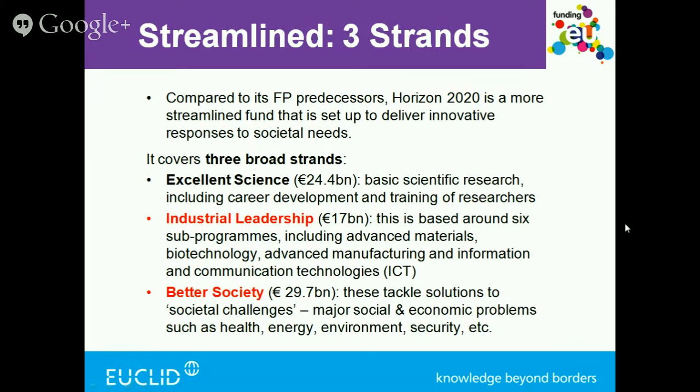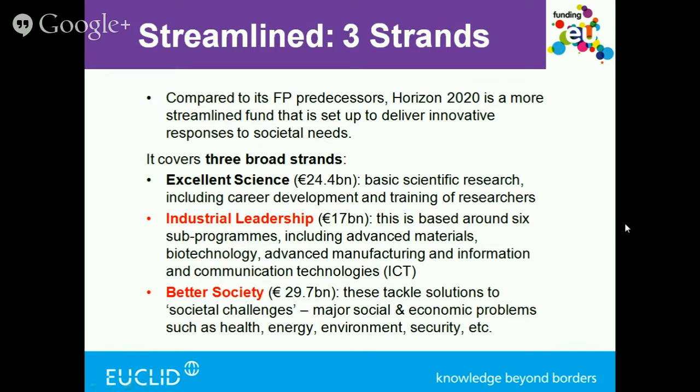I think it is much easier to understand than the 7th framework program. There are 3 strands: excellent science, which is obviously about science; industrial leadership, which is obviously about industry; and a better society, which is the catch-all program for everything else. Societal challenges, social economic problems such as health, energy, environment, security, and so on. So those are the 3 broad strands.